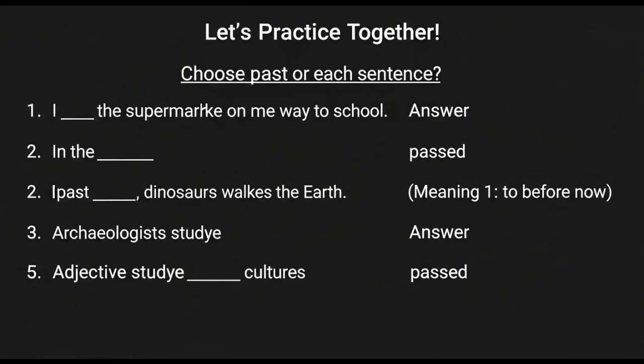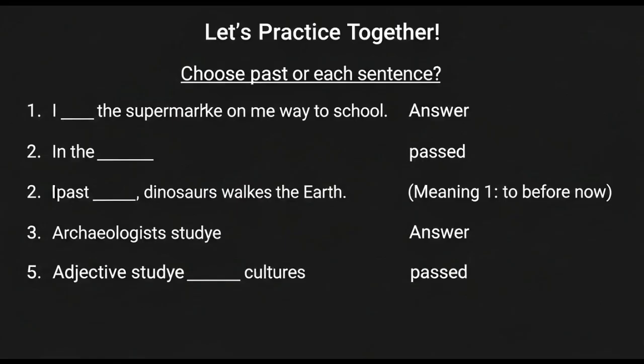Number 2: In the blank, dinosaurs walked the earth. So what do you think it is? Passed or past? If you said past, you are correct. This is not a verb. In this case, it's a noun. In the past, dinosaurs walked the earth. So before today, before now, a long time ago, dinosaurs walked the earth.